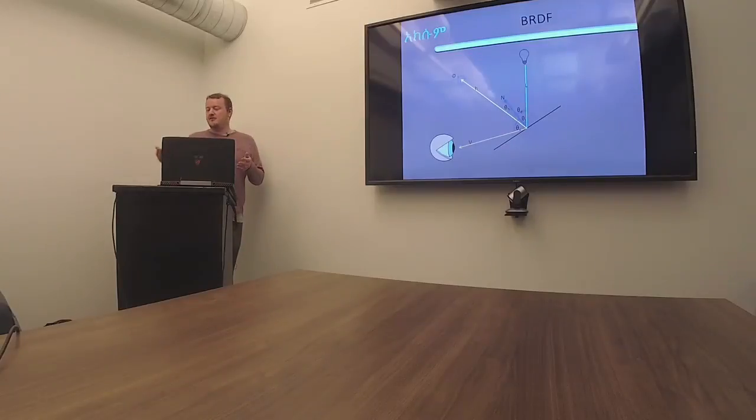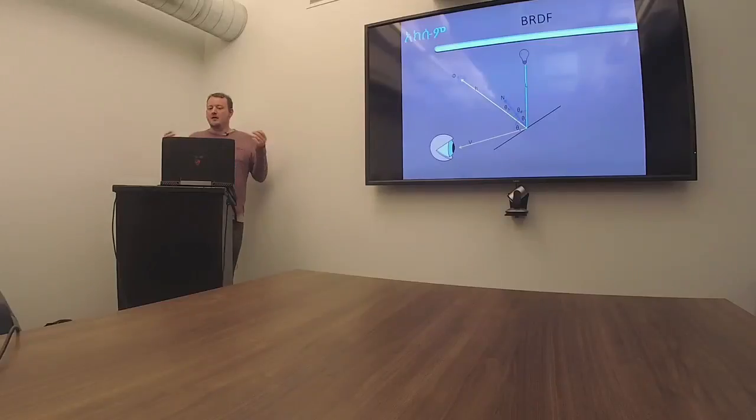Then finally, this is a two-dimensional diagram, but the scene we're describing is a three-dimensional thing. So phi is, if you can imagine rotating the light vector out of the slide around the half vector in three dimensions, that angle is phi. So we have these five values that are the input to our BRDF function. So we have a five-dimensional function.